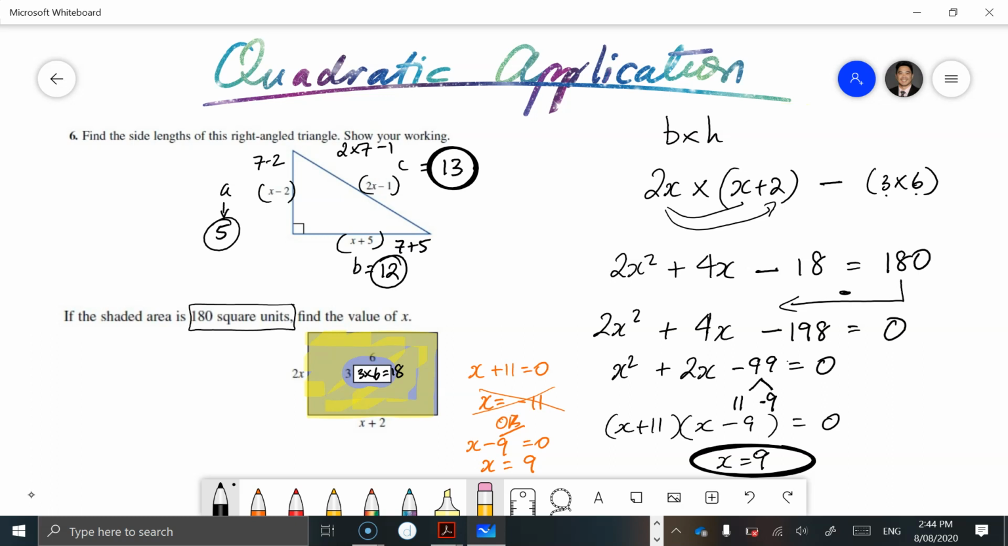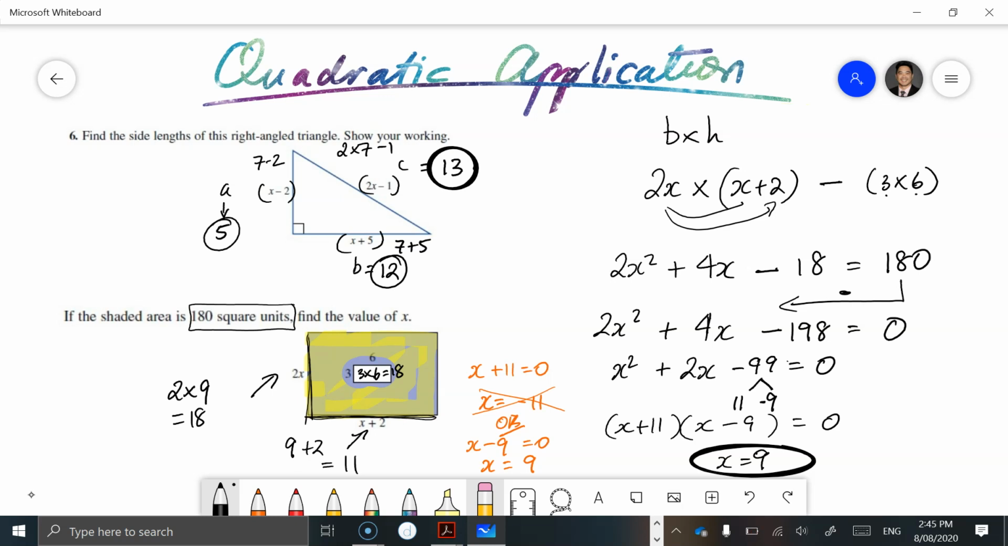So if x is equal to 9, then 2 times 9 is equal to 18, and then 9 plus 2 is equal to 11. So they are going to be our dimensions for those lengths, and that's our value for x. In this case, the question is only asking you to solve for x, but let's say you were to work out the dimensions of the path around, that is going to be the length of that path.